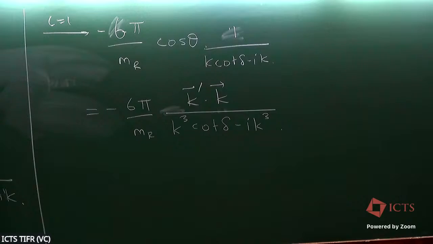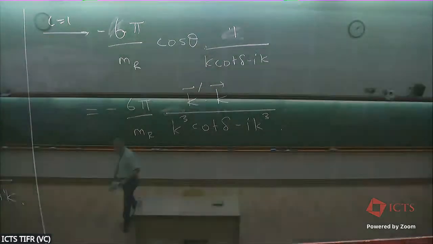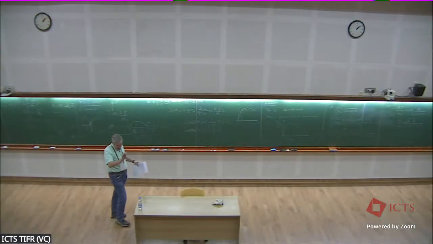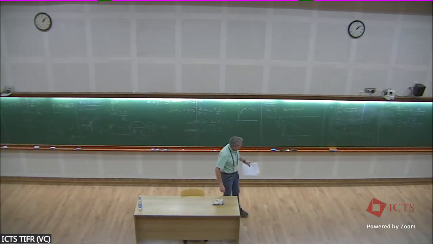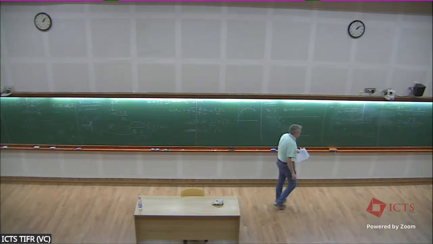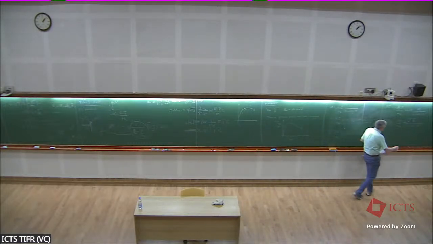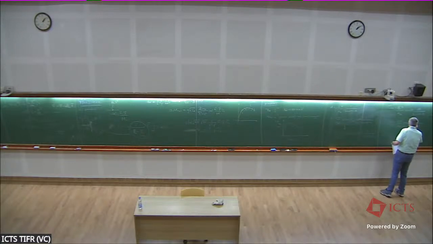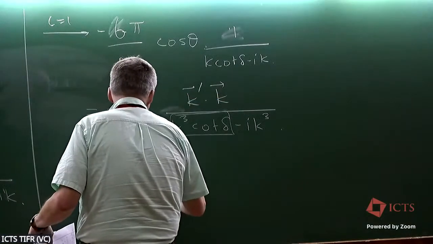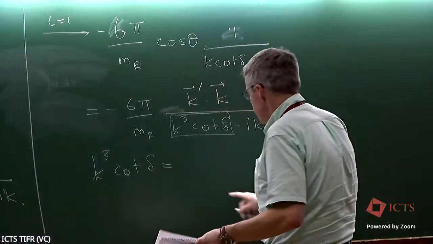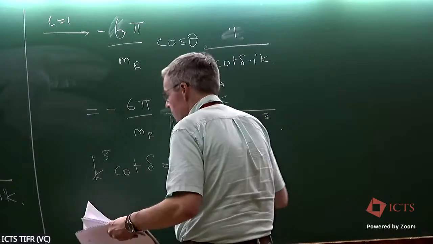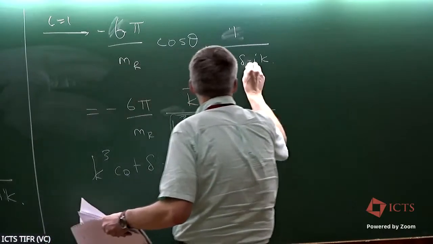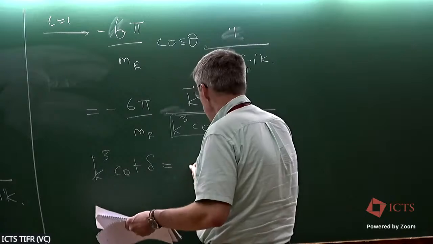So a couple of differences from S waves. The first difference is that there's an angle upstairs. That's because it's a P wave amplitude. And the second difference, which is going to be very important for what we do, is that the quantity that has an analytic expansion around k equals 0 is actually this effective range function thing. I'll call this delta 1. This effective range function thing is k cubed cotangent delta.